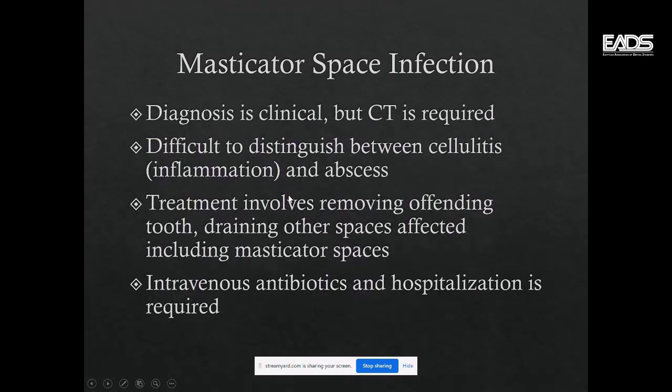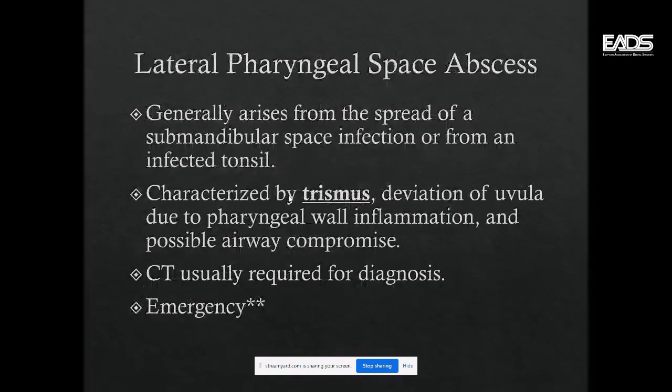So to diagnose this, it is usually clinical, but sometimes a CT scan is required. Difficulty distinguishing between cellulitis and abscess is usually hard to notice because all of them may cause trismus, and you cannot actually feel very well as with the previous space infections. Treatment involves removing the offending tooth as well and draining other spaces affected, including the masticatory space. Intravenous antibiotics and hospitalization are usually required.